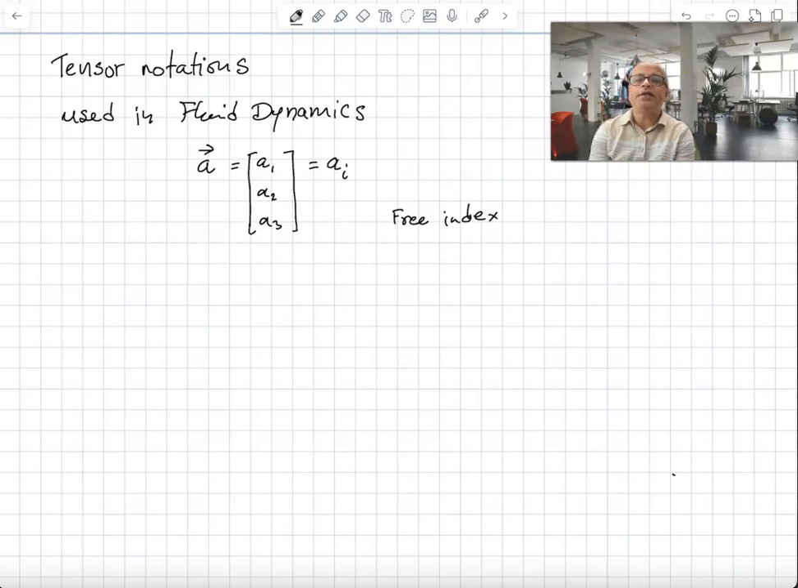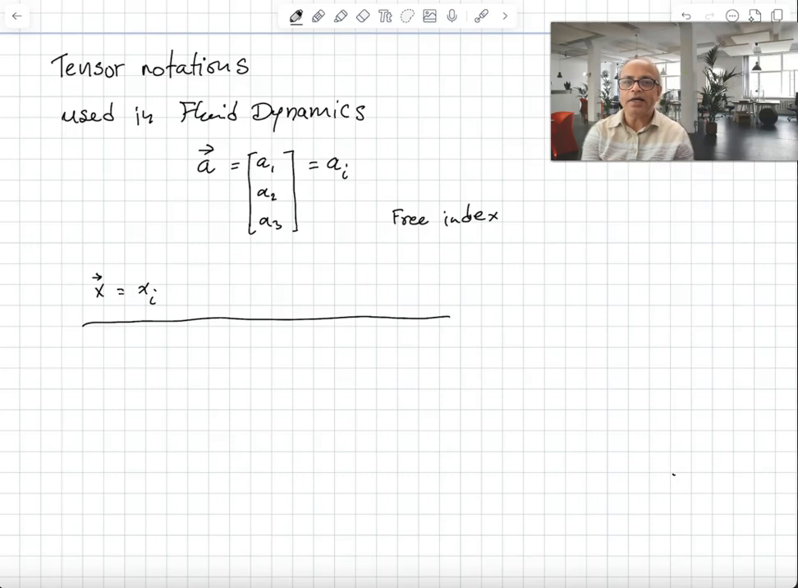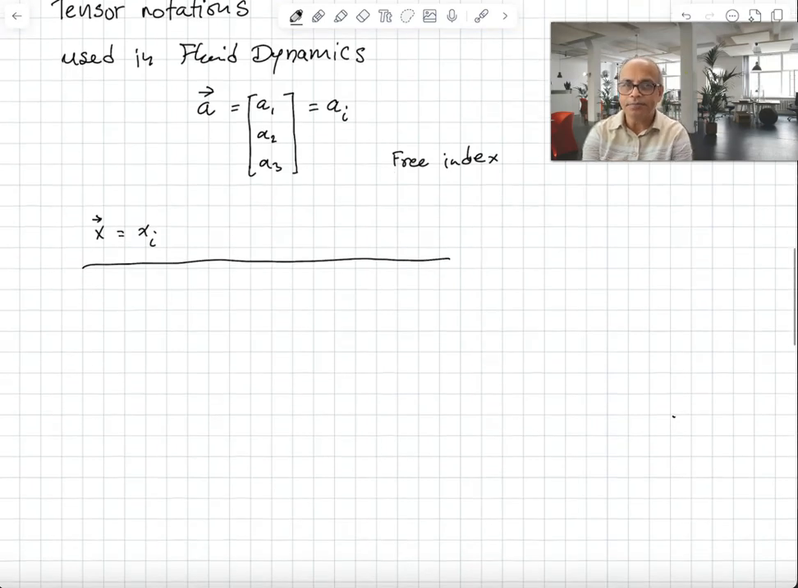So we can use an index to denote a vector. For example, if I have a vector x, I will write it using x_i. Good enough. What is a free index and how do I denote a vector?